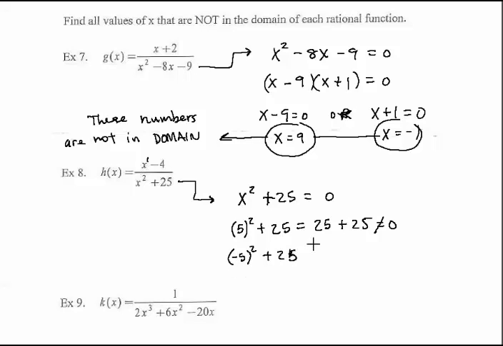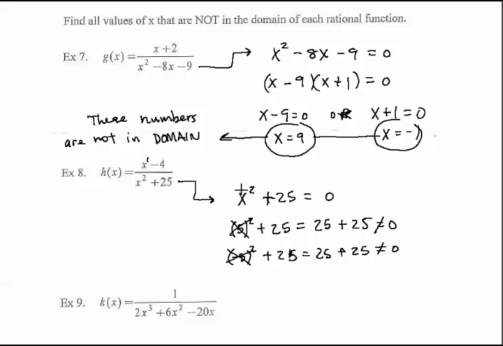Well, what about -5? If we square -5, we also get a positive 25. And again, 25 plus 25 does not equal 0. So these were the only possible numbers where we could at least match the 25, and it doesn't cancel out the 25. So there is no solution to this equation in terms of a real value, a real number for x.